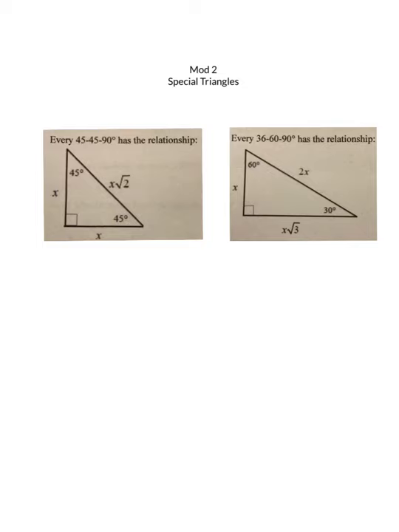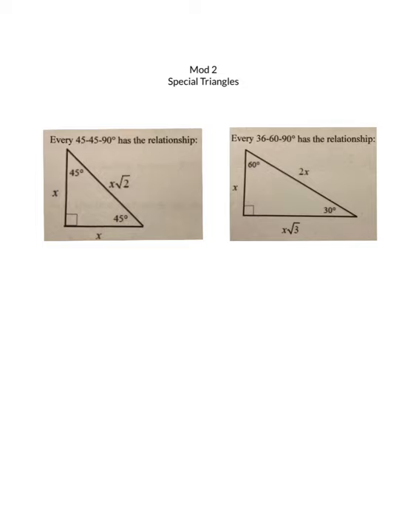In a 45-45-90 triangle, what you need to remember is that the legs have the same length. The legs of a right triangle are always the two sides that create the 90-degree angle. In a 45-45-90 triangle, the hypotenuse is always the length of the leg times the square root of 2.